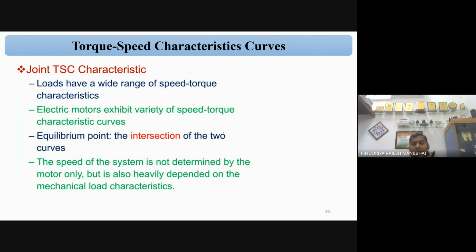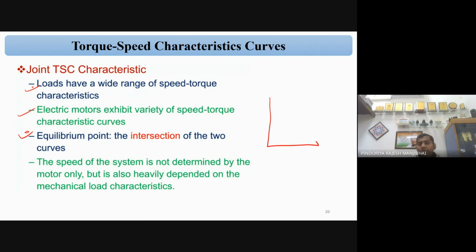Somewhere there is a joint characteristic, maybe the intersection of one characteristic with another, then we can say it is a joint characteristic, okay? So how can we define it? First, the load may have a wide range of speed-torque characteristics, which may give the possible joint characteristic. Second, the electric motor exhibits a variety of speed-torque characteristic curves, so speed-torque is under various operation, where we can see dynamic operation. Then the third one is the equilibrium condition, the equilibrium point, which is an intersection.